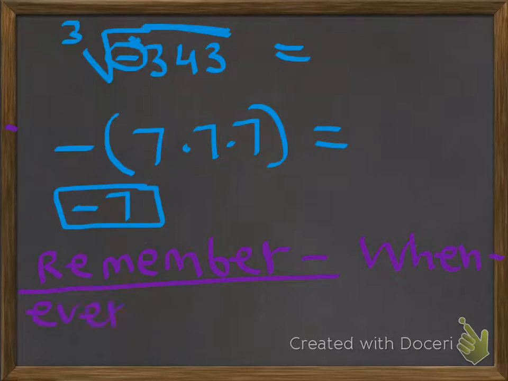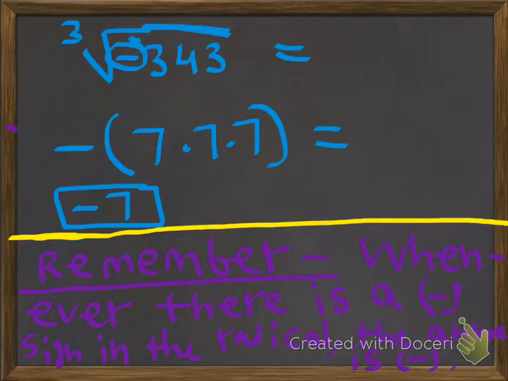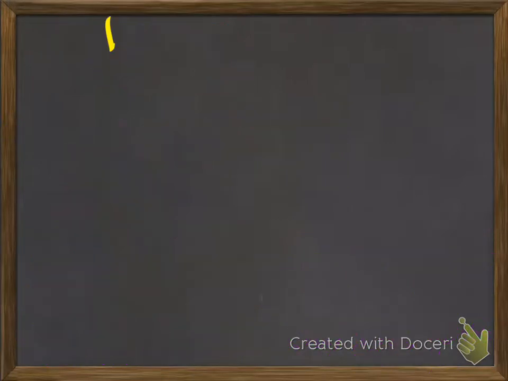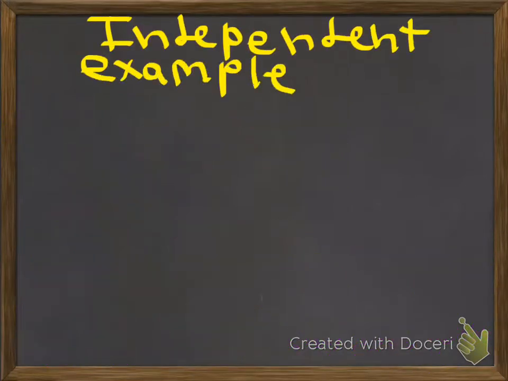In order to master these kinds of questions, just remember one trick. Whenever there's a negative sign in the radical, make sure that your answer is negative. It will never be a positive answer without the negative sign. Okay, so now let's try some independent examples.